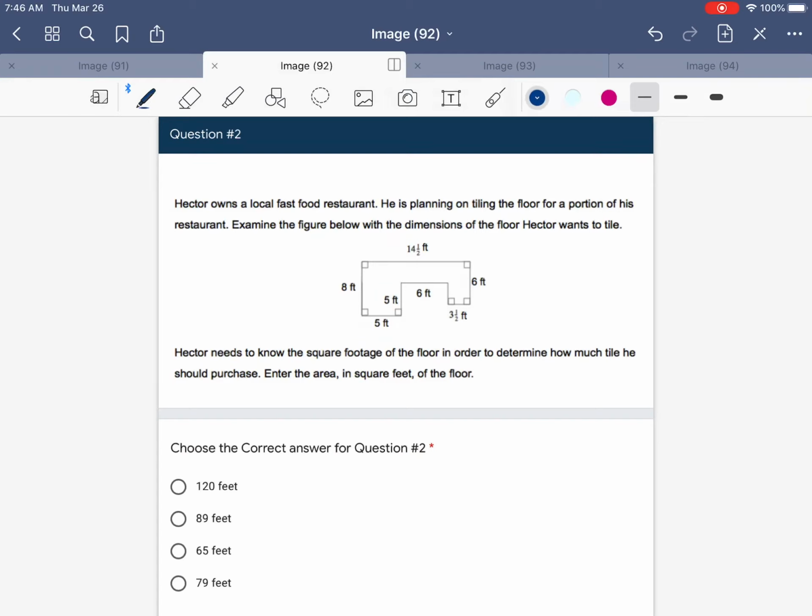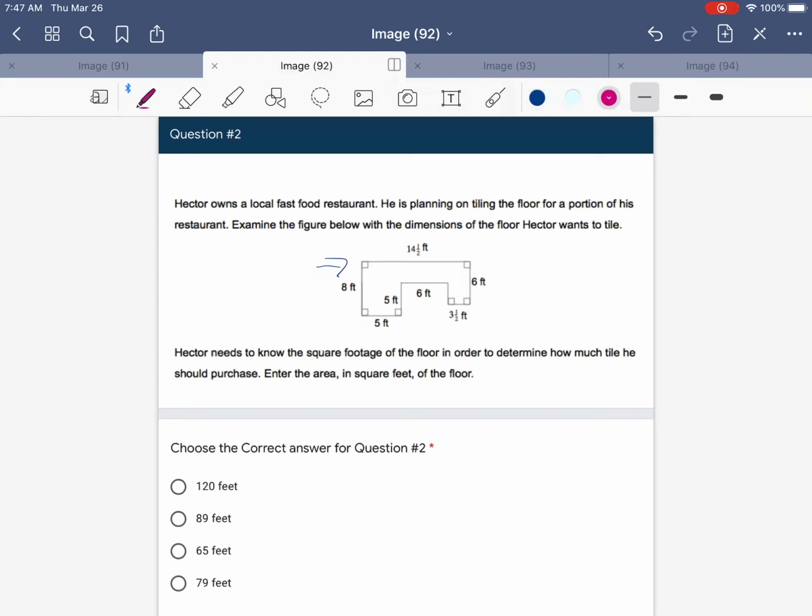Number 2. Hector owns a local fast food restaurant. He is planning on tiling the floor for a portion of his restaurant. Examine the figure below with the dimensions of the floor Hector wants to tile. So again, there's my figure. Hector needs to know the square footage of the floor in order to determine how much tile he should purchase. Enter the area in square feet of the floor.